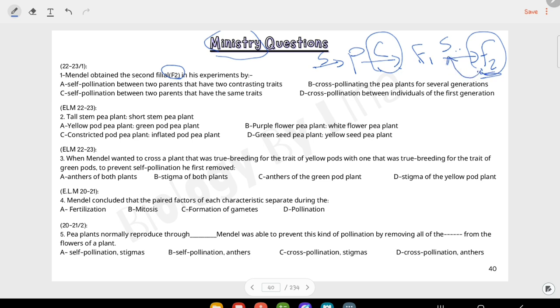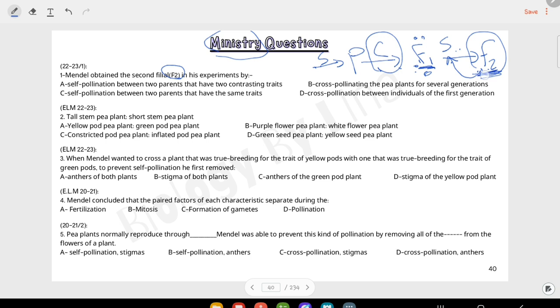It's by self-pollination. Self-pollination of what? Of the F1 generation. Can we say of parents? Yes, they are the parents for F2. And these parents, are they with the same trait or different trait? We said they are all purple flowers in the F1 generation. So we say they are the same trait.